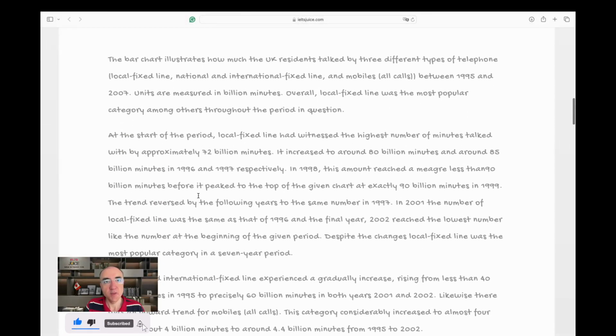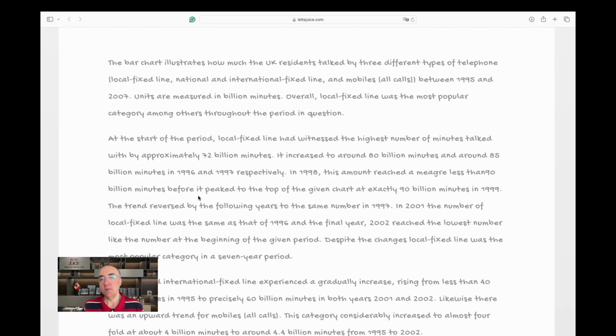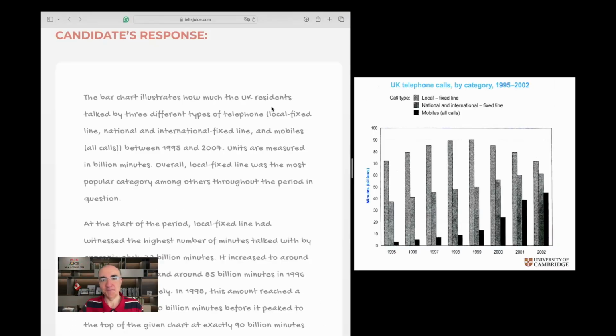All right. Okay, now that we are here, I need to see the bar chart right next to us. So let's snap, not our fingers, but I'm just going to snap my finger. Okay. The bar chart illustrates how much the UK residents talked, okay, by three different types of telephone: local, fixed, line, national and international fixed line, and mobiles all calls.